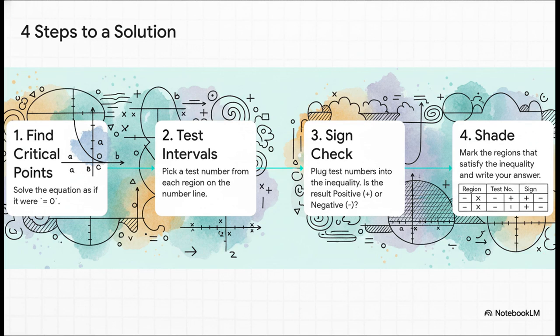First, you find what are called critical points. You just pretend it's a regular equation set to 0 and solve. These points slice up your number line into different regions. Second, you just pick one easy test number from each of those new regions. Third, you plug that test number back into the original inequality and just do a quick sign check. Does it come out positive or negative? Does it work? And finally, you just shade the regions that made the inequality true and write down your answer. That's it. That's the whole method.